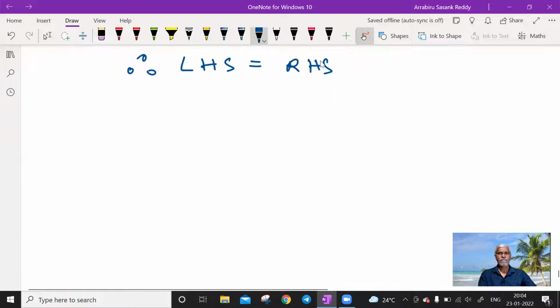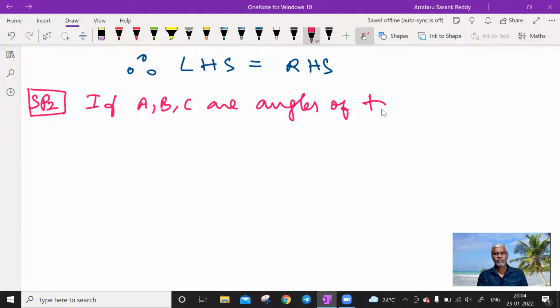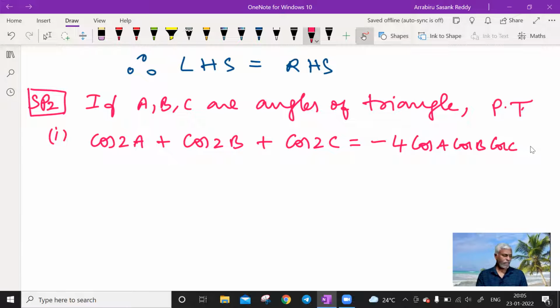Now let us take up some more questions. Second, if A, B, C are angles of a triangle, then prove that cos 2A plus cos 2B plus cos 2C is equal to minus 4 cos A cos B cos C minus 1.